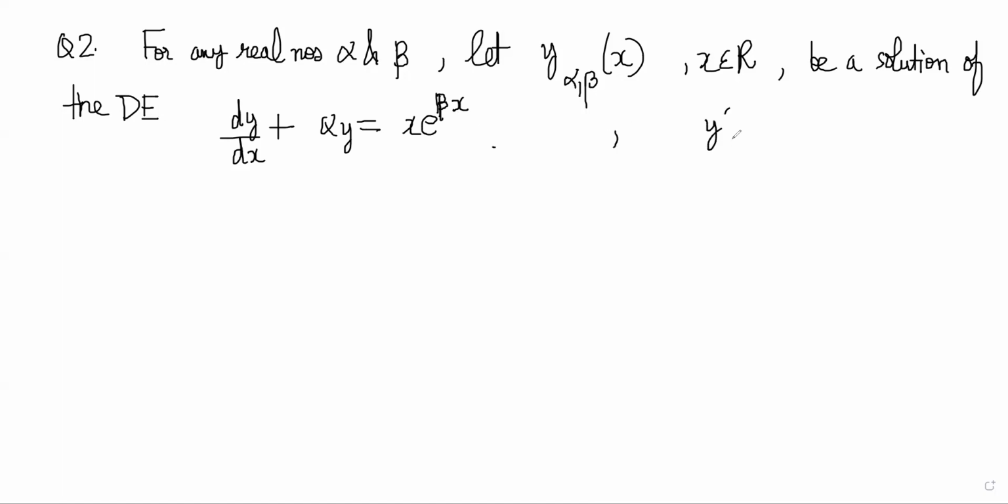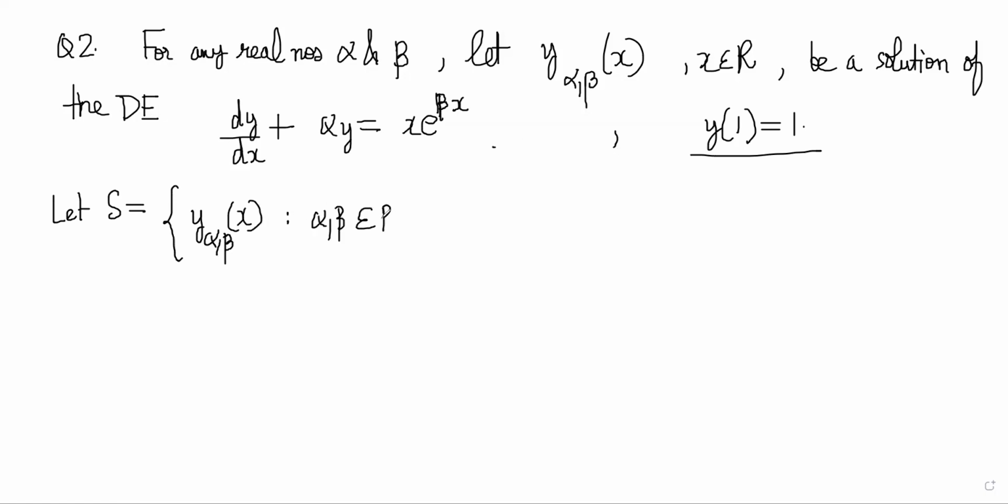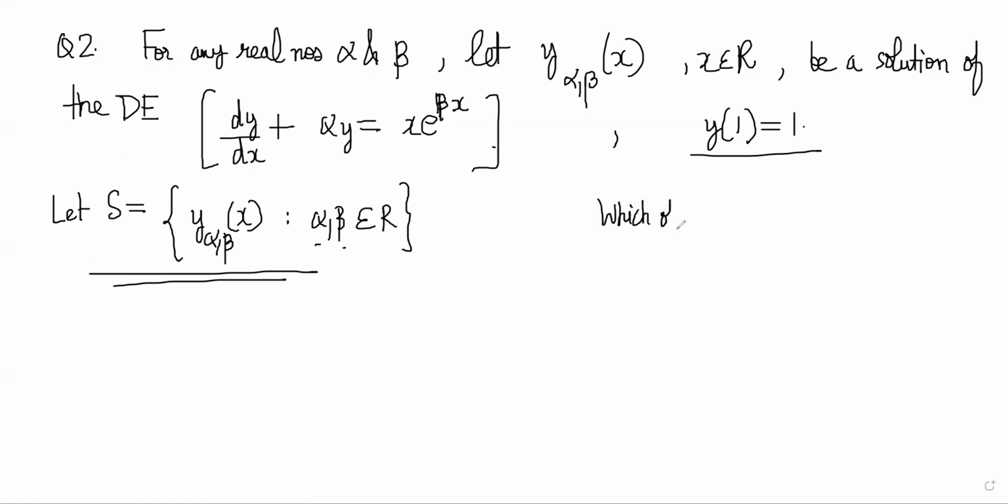We are also given that y of 1 is equal to 1. Let S be the set of y(α, β; x) such that α, β belong to the reals. Basically, the set S is the set of all possible solutions of this differential equation where α and β are real numbers. Now, the question is asking which of the following functions belong to the set S?